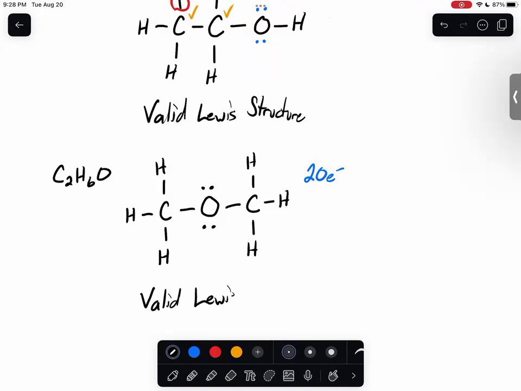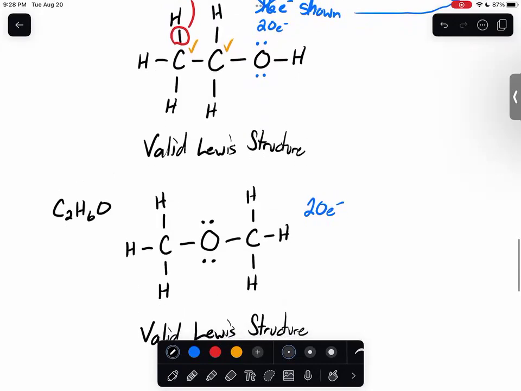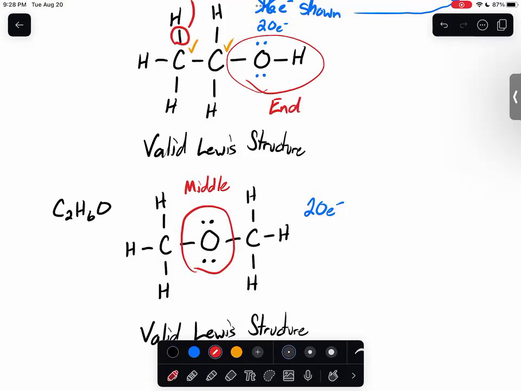So this is also a valid Lewis structure. Now, if that's the case, you may be saying to yourself, well, what's the difference between these? Well, clearly it's the position of the oxygen, right? In one case, the oxygen is in the middle, but in the other case, the oxygen is on the end. Now, this difference actually has a name to it. So these are called constitutional isomers.